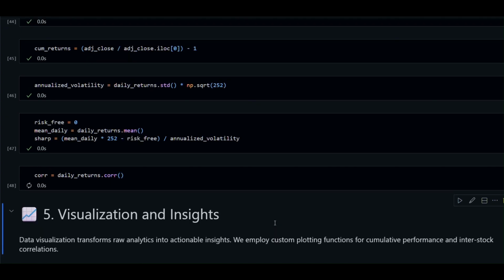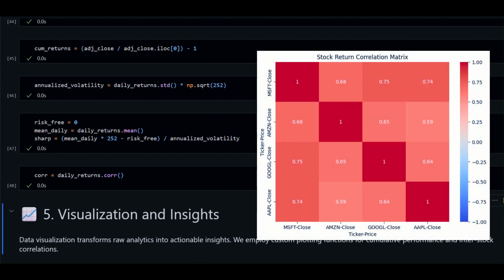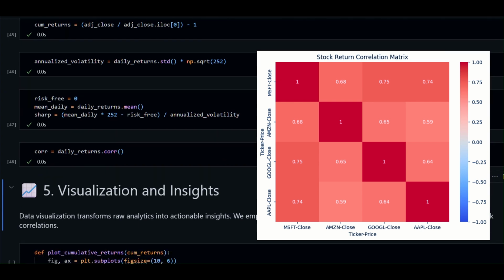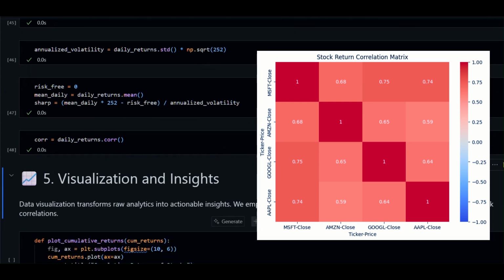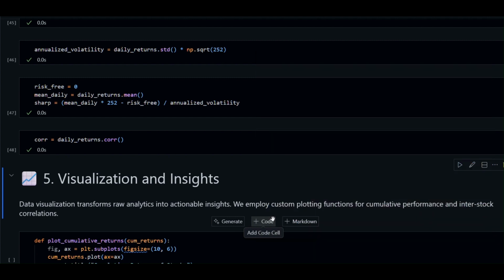Another important analysis is the correlation matrix. Correlation tells us how two stocks move relative to each other. A value close to +1 means both stocks usually move in the same direction. A value close to -1 means they move in opposite directions. A value near 0 means there's little or no relationship. This is especially useful when building a diversified portfolio. You can choose stocks that don't always rise or fall together.